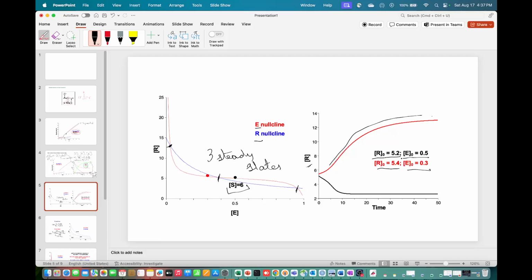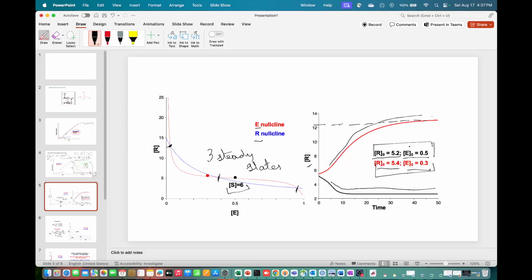If you have a slightly lower R naught but a slightly greater E naught, actually R goes in the opposite direction. So in the first case, with these concentrations of R naught and E naught, R actually increases with time. If you notice, R increases, and here is the saturation point. But generally R increases if this set of values is used, and R decreases over time if this set of values is used.